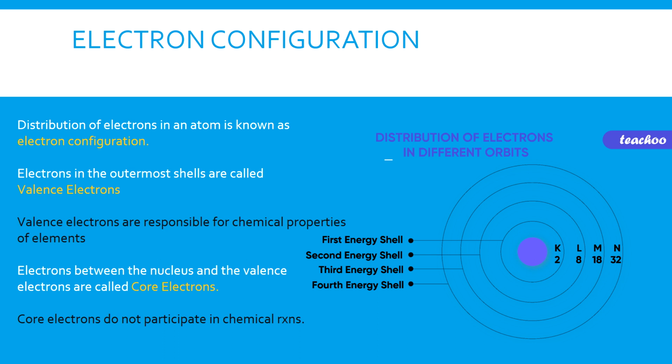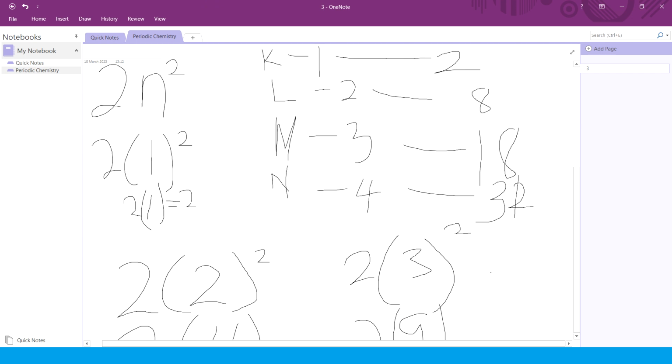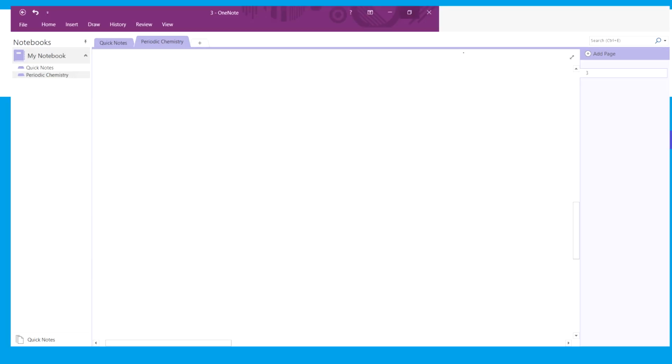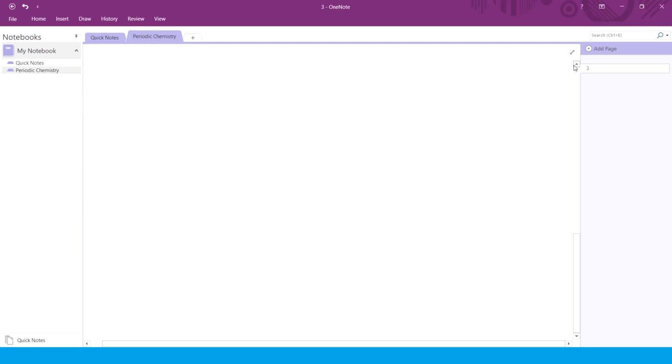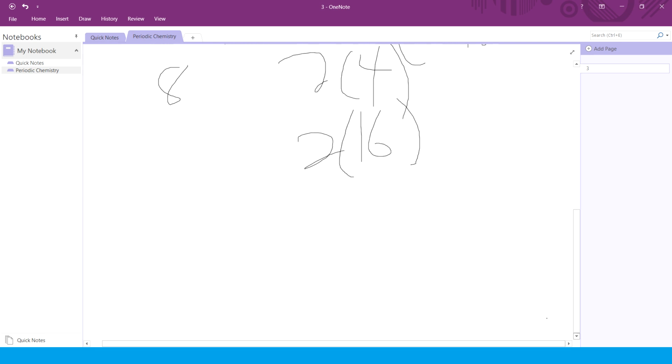Now, there are basically two groups of electrons. We have the core electrons and the valence electrons. So let's take an example right now. If we have, let's say, sodium with atomic number 11, right? Good.